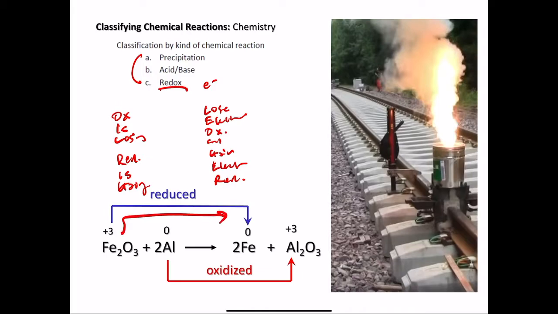Aluminum goes from 0 to +3. It's increasing, becoming more positive or less negative. That's oxidation. All right, and here we have an example of thermite. This reaction is highly exothermic. They used to use it to, or maybe they still do use it to, weld rails together.